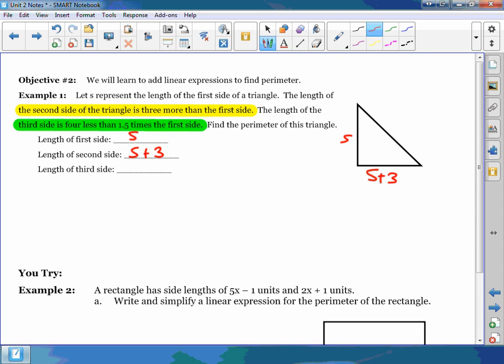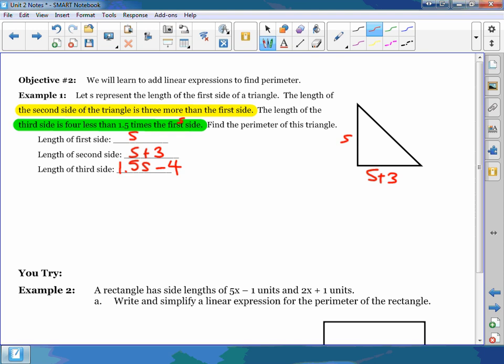Close, but not quite. You want to do 1.5 times the first side. You're multiplying 4 times 1.5, but you want to multiply the first side, which is S, by the 1.5. So it's 1.5 times S, which is 1.5S, minus the 4. 4 taken away from 1.5 times the first side. That was a little tricky there, but again, we've seen these before.